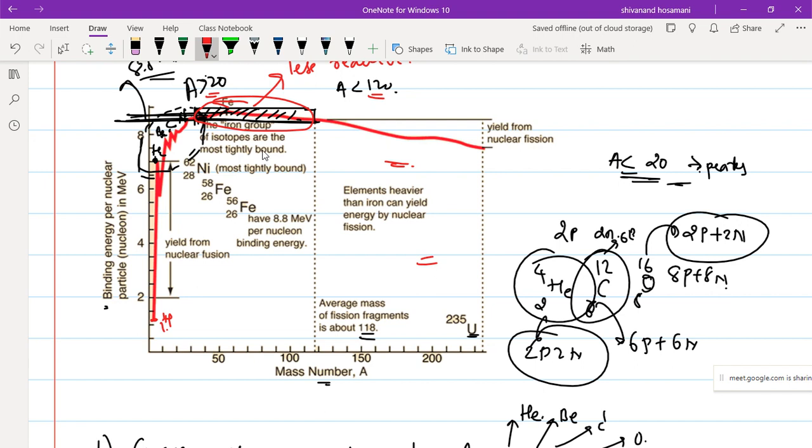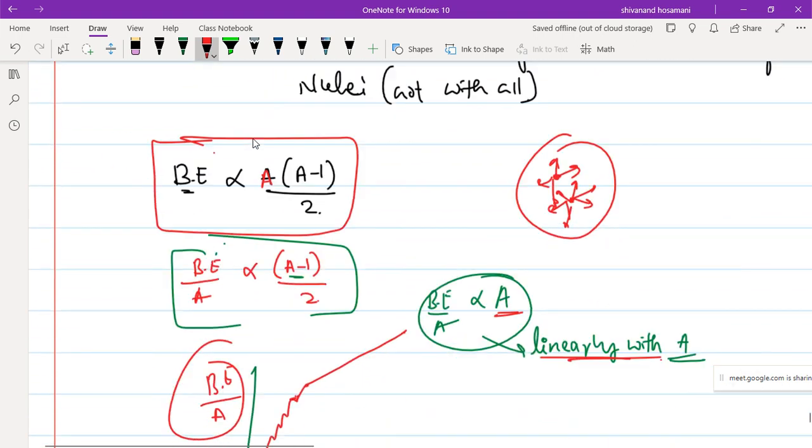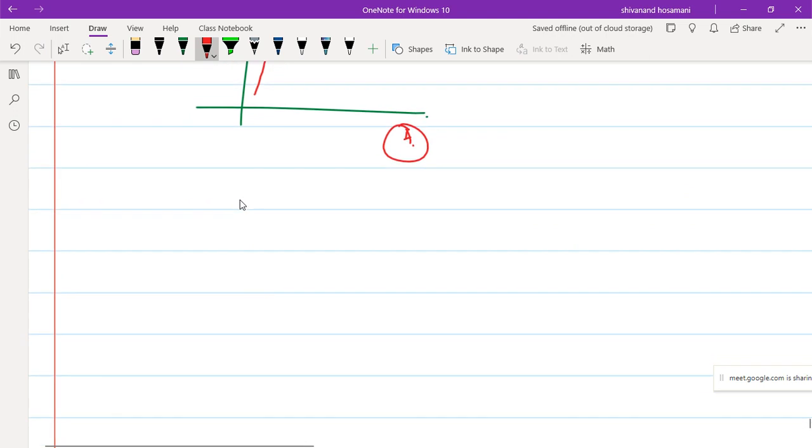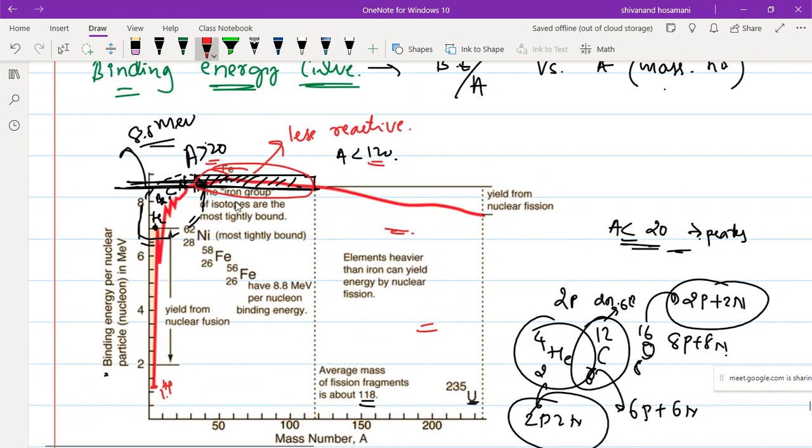Here, maximum B by A, that is nothing but binding energy per nucleon, corresponds to iron Fe56, which is almost 8.8 mega electron volt. So iron is the most stable element according to the binding energy concept. I have told you that 8.5 is the average of all the nuclei, whose binding energy per nucleon was almost roughly constant. Especially for iron, it is defined as 8.8 mega electron volt.